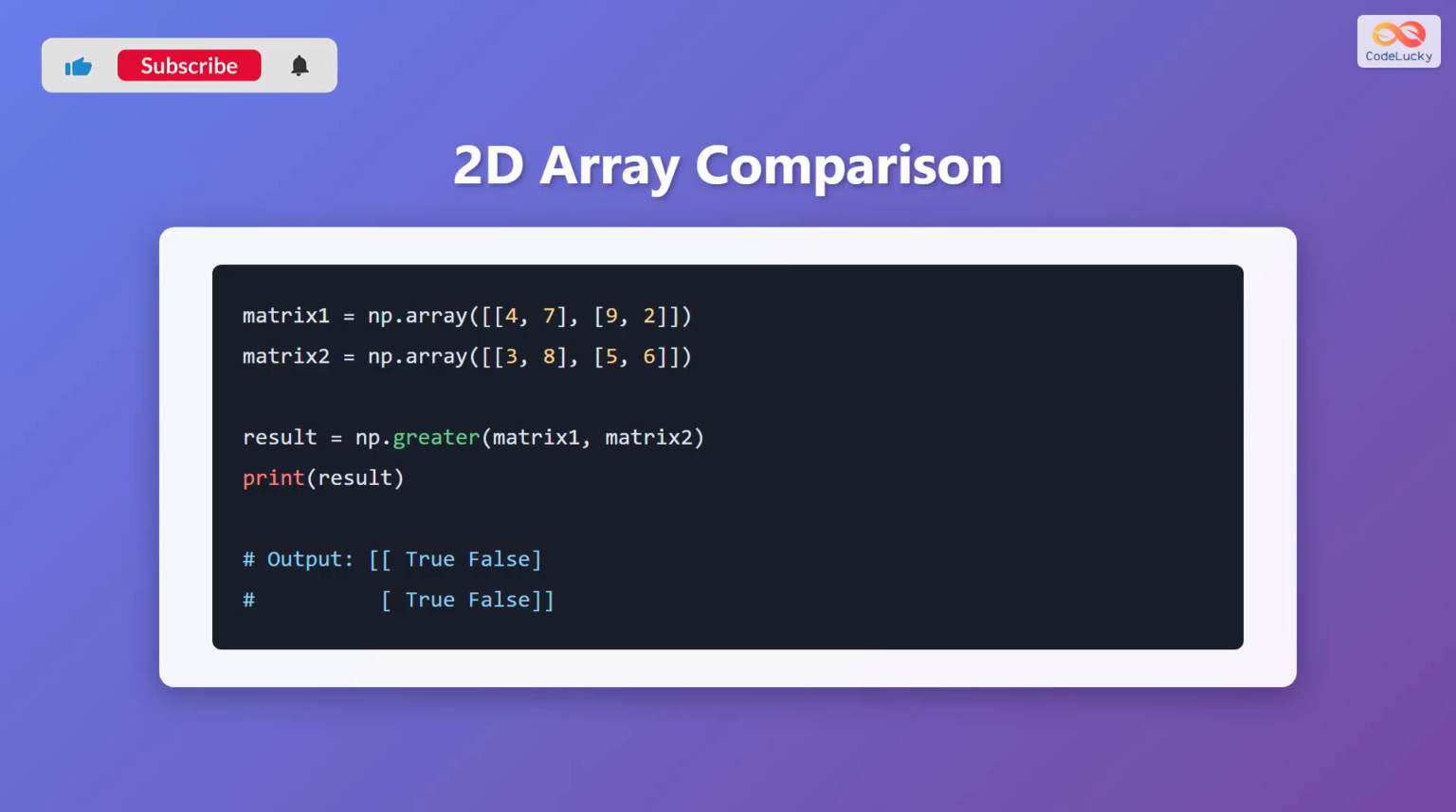4 is greater than 3, giving true. 7 is not greater than 8, giving false. 9 is greater than 5, giving true. 2 is not greater than 6, giving false. The output is a 2x2 Boolean matrix.